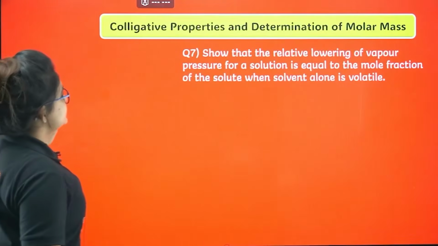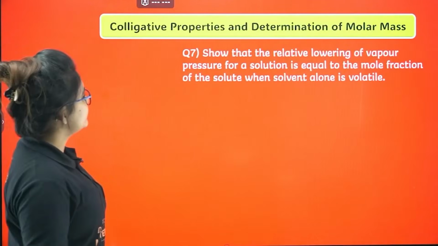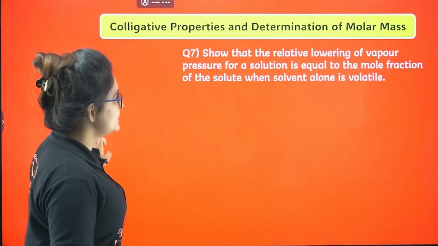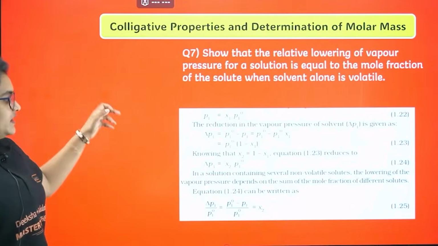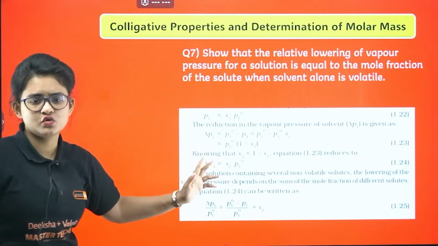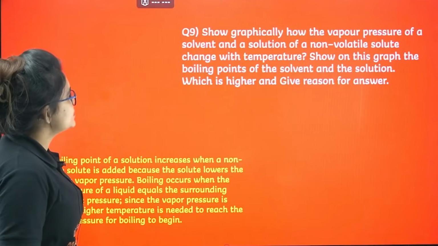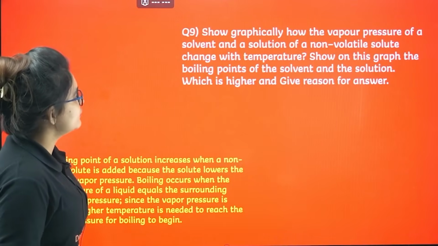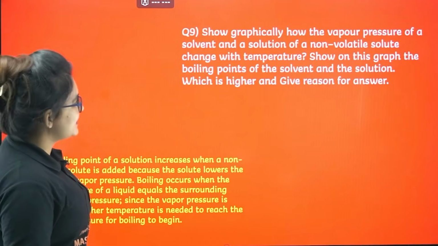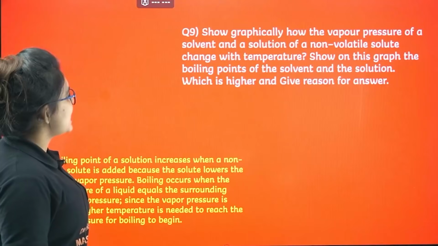Okay, let's pause it. Colligative properties: you can show that the relative lowering of vapor pressure for a solution is equal to the mole fraction of the solute when the solvent alone is volatile. Already we did the derivation, you can just check it from here as well, or that derivation is also okay. Proceed further. Okay, show graphically how the vapor pressure of a solvent and a solution of a non-volatile solute change with temperature. Show on this graph the boiling points of the solvent and the solution, which is higher, and give reason.